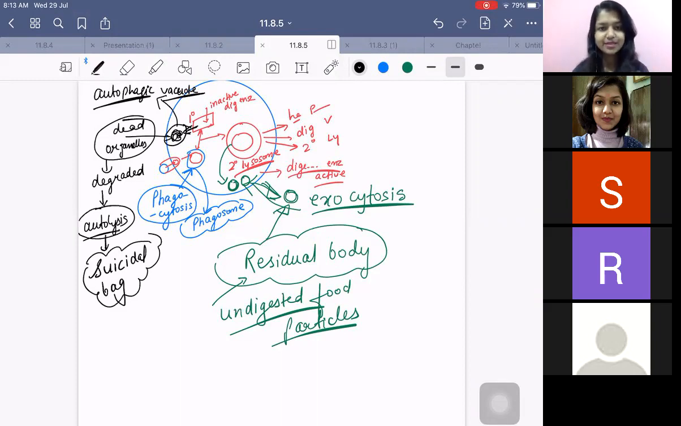Okay. Endomembrane system. We learned endoplasmic reticulum, Golgi body, lysosomes. Now you have the answer of this question: why lysosomes are called a suicidal bag? If lysosomes are there, it doesn't mean that they will always cause the death of the cell. No. They will cause suicide only whenever it is required.